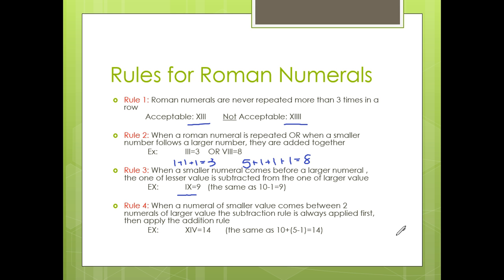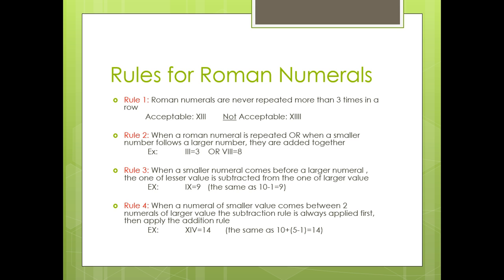When a numeral of smaller value comes between 2 numerals of larger value, the subtraction rule is always applied first, and then we apply the addition rule. Okay, so if we have XIV, I have a smaller number in between 2 larger numbers. So I have 10 plus 5 minus 1. 5 minus 1 is in parentheses, so that's 4, so 10 plus 4 is equal to 14.